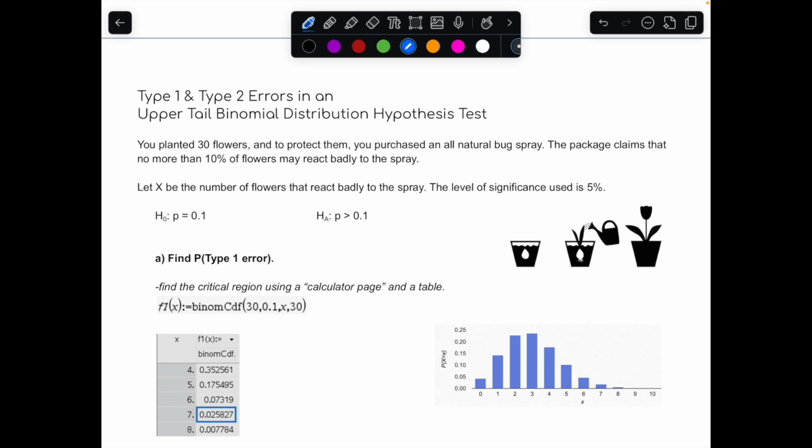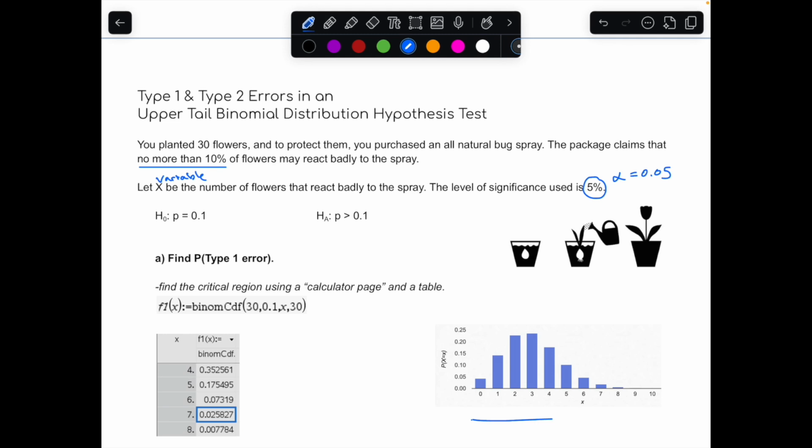Okay, you planted 30 flowers, and to protect them, you purchased a natural bug spray. The package claims that no more than 10% of flowers will react badly to the spray. Let X be your variable for the number of flowers that react badly to the spray. So that is your X-axis on the distribution there. And the level of significance you use is 5%. So your alpha is 0.05.